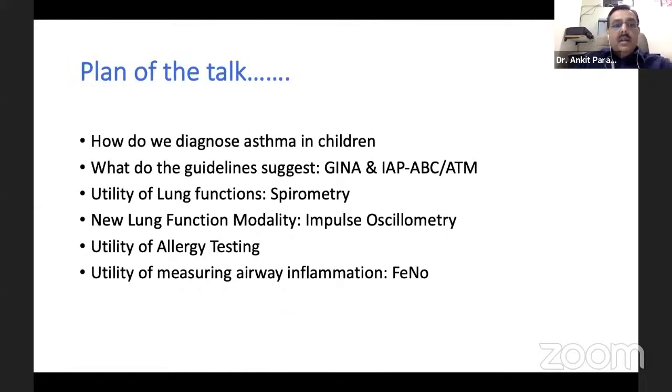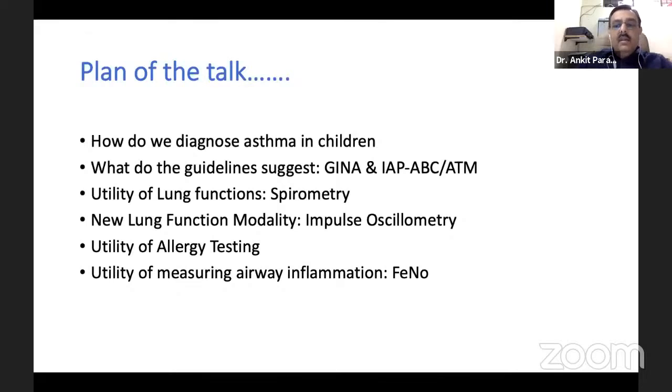So we'll talk about that. How do we usually diagnose asthma in children? What are the guidelines regarding the GINA and the IAP guidelines? And we'll also talk about the utility of doing a lung function, including a spirometry, newer modalities like oscillometry, allergy testing, and measuring airflow and measuring airway inflammation.